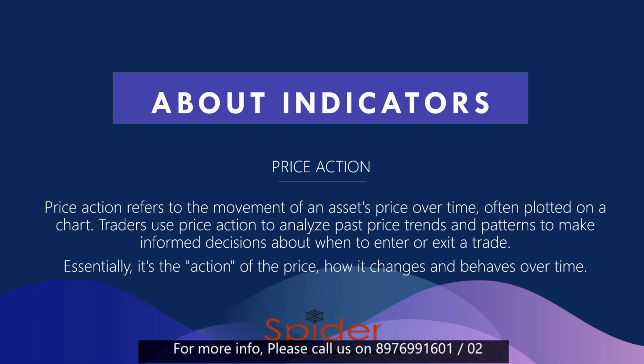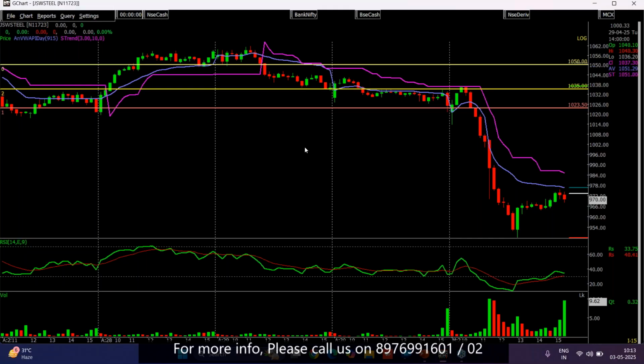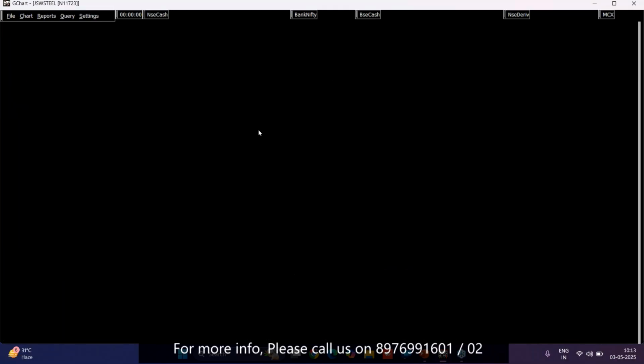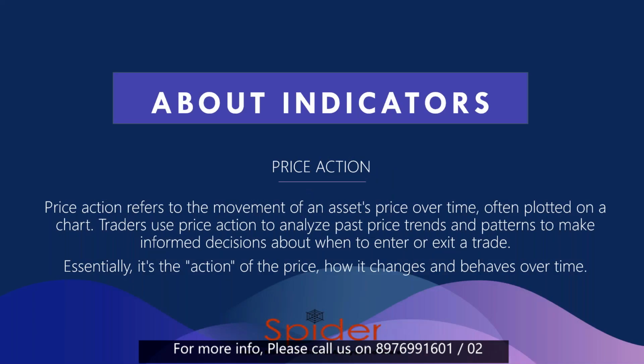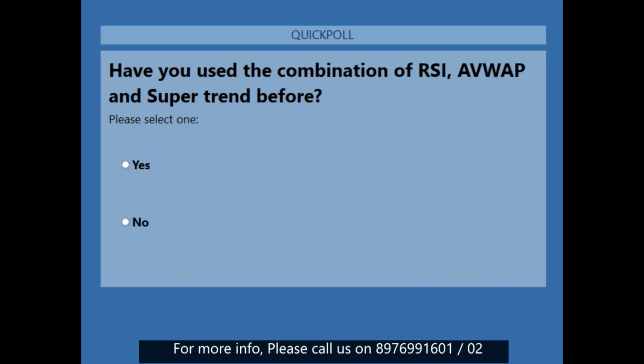Now we'll put up a poll to understand whether you have used all these three indicators together. So the poll will launch now. It says, have you used the combination of RSI, Anchor VWAP, and SuperTrend before? If you have used it, kindly say yes. If you have not used it, kindly say no.